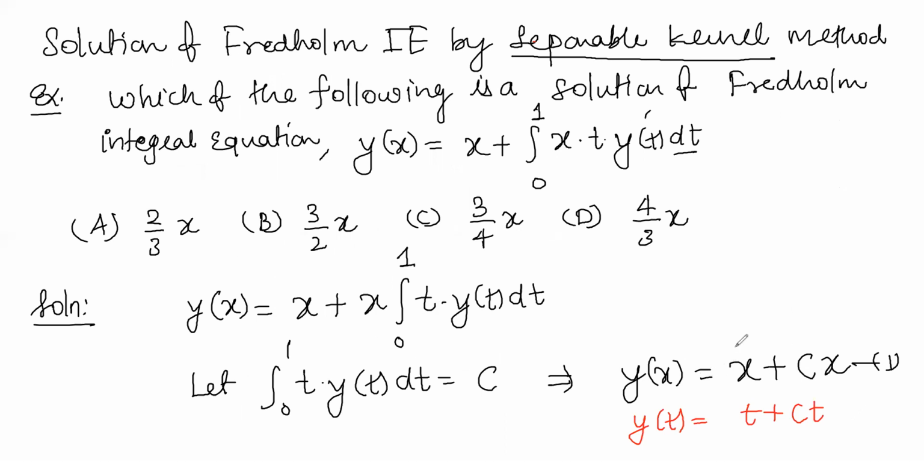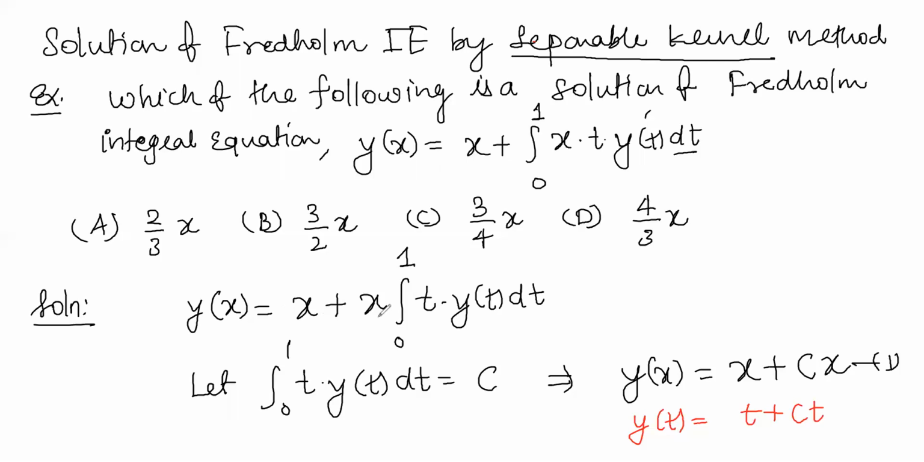But again, one moment. I think there is some problem here. What mistake did we make? I don't think any option is matching with this one. 3 by 2x is fine, but why is this extra x coming from? We need to check where we went wrong.